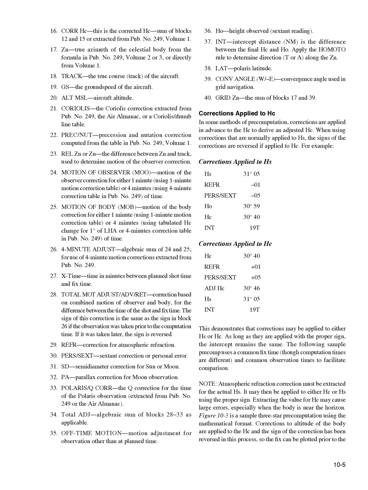Corrections applied to HC and some methods of precomputation. Corrections are applied in advance to the HC to derive an adjusted HC. When using corrections that are normally applied to Hs, the signs of the corrections are reversed if applied to HC.